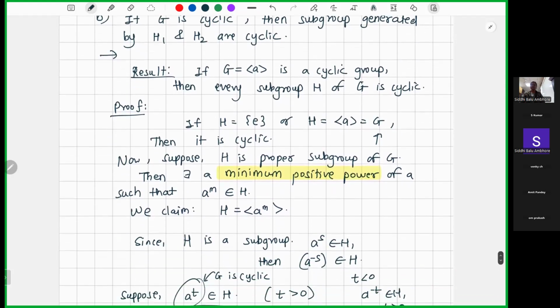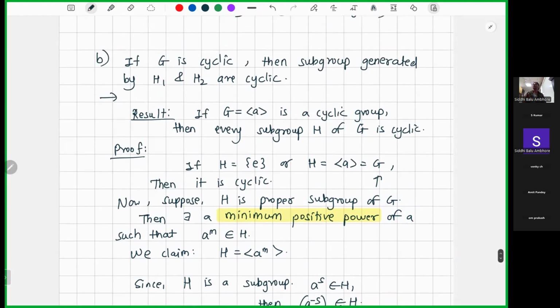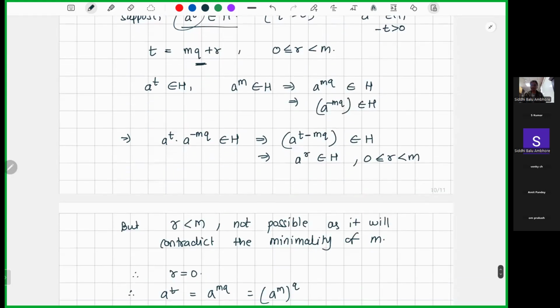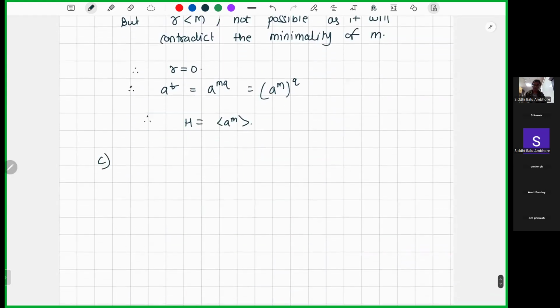So in general, any subgroup of a cyclic group is cyclic. Take any H1, H2, which are cyclic subgroups of G. The new subgroup generated by H1 and H2 will anyway be cyclic because it is a subgroup of a cyclic group. Any doubts here? Therefore, H is cyclic.